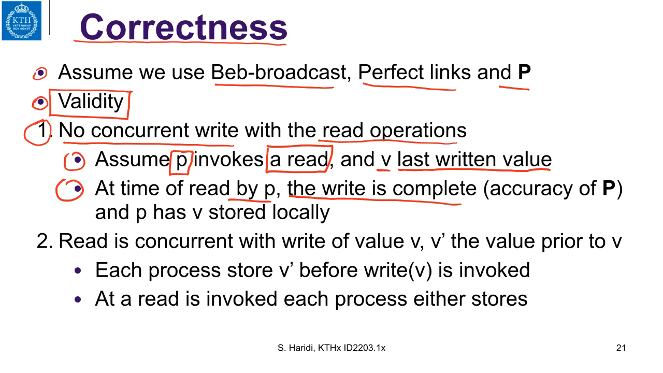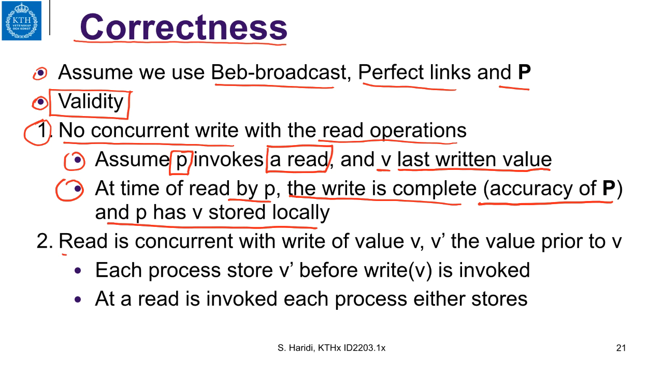This is guaranteed by the accuracy of the failure detector, which means that P has already stored the value V locally. Just to explain it one more time, the accuracy of the failure detector guarantees that the write does not complete early. It waits for all correct processes to send an acknowledgement, and then it returns the write response. That is what we mean when we say the write is complete at the time of the read by process P. Now let us look at the second case.